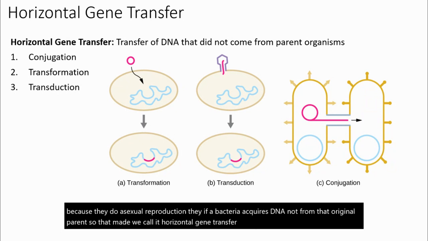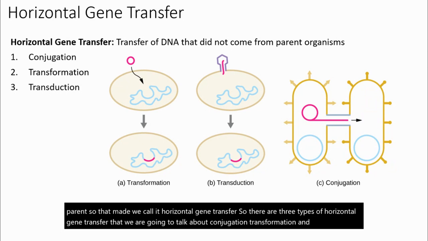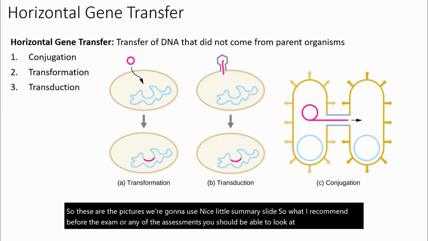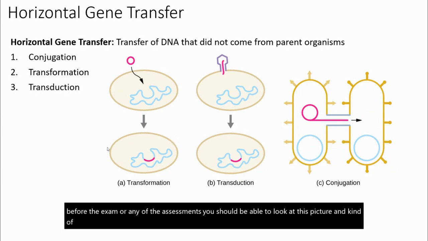So there are three types of horizontal gene transfer that we are going to talk about: conjugation, transformation, and transduction. These are the pictures we're going to use. Nice little summary slide. What I recommend before the exam or any of the assessments is that you should be able to look at this picture and describe what is transformation, what is transduction, okay?